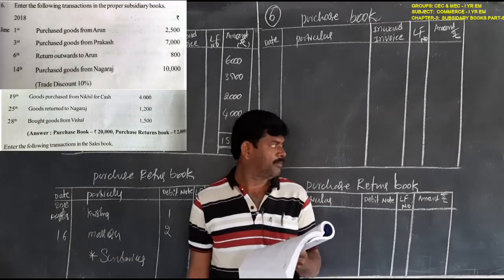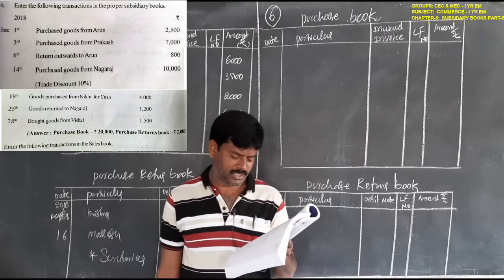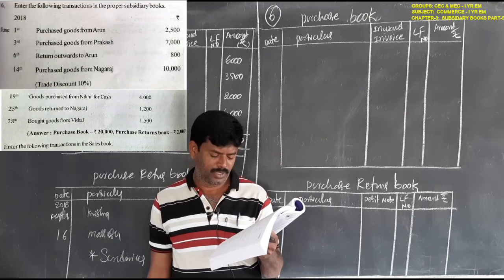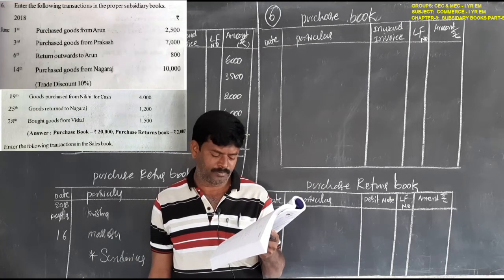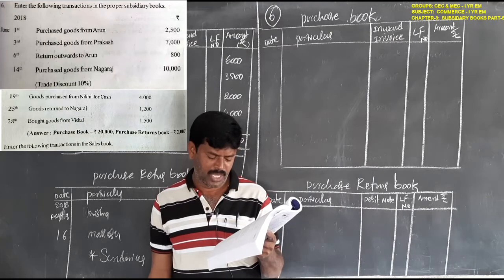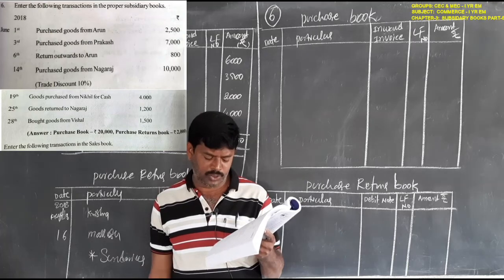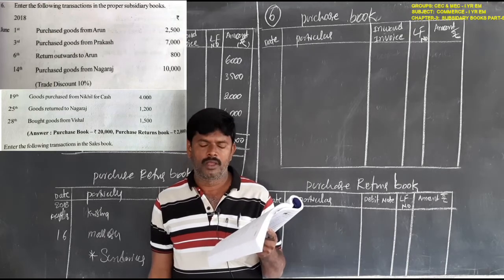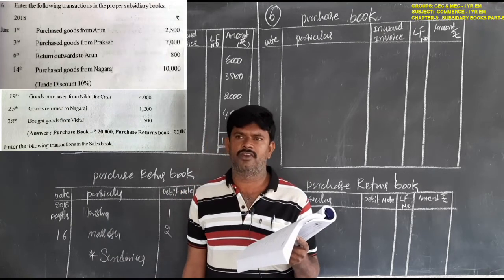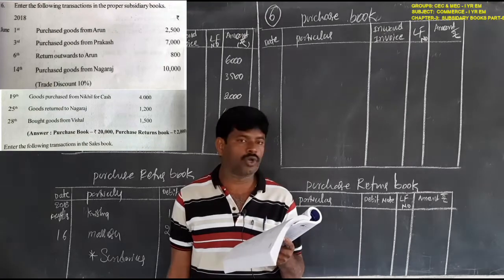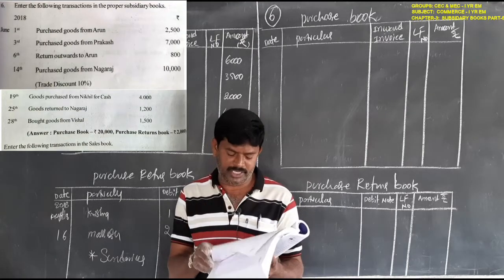And see the problem number 6, purchase goods from Arun. This is credit purchases, it will come. Purchase goods from Prakash, it will become purchase goods on credit basis. Return outwards to Arun, return outwards and return to are both the same, so these are purchase returns. Purchase goods from Nagaraju, 10% trade discount. If any trade discount is there, the trade discount will be deducted from the given price, and the net amount will be recorded in the amount column. Remember this one thing.